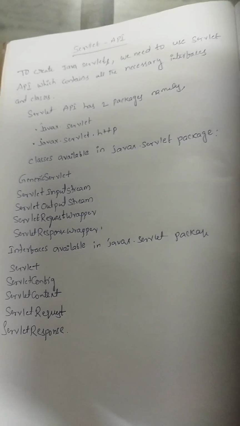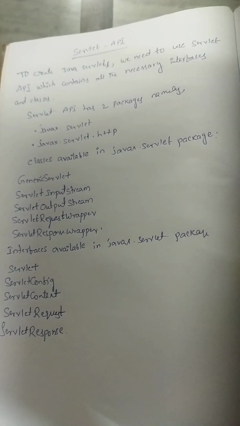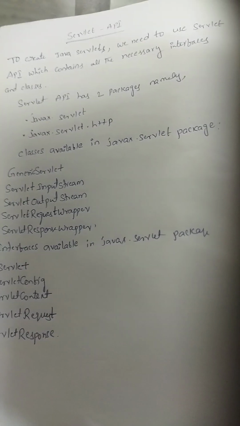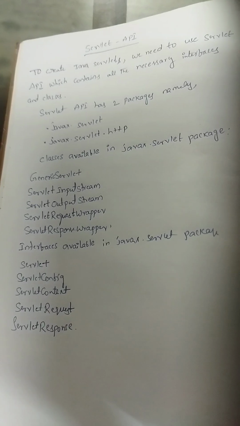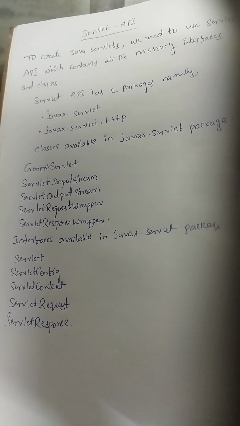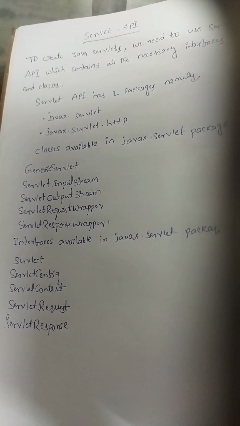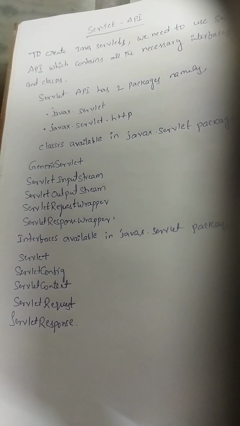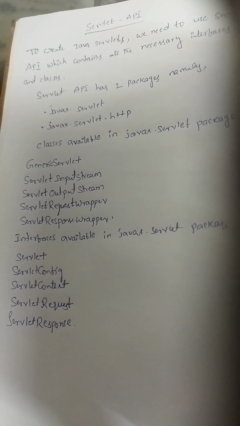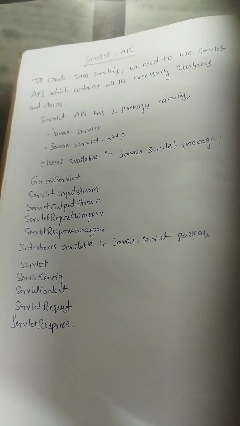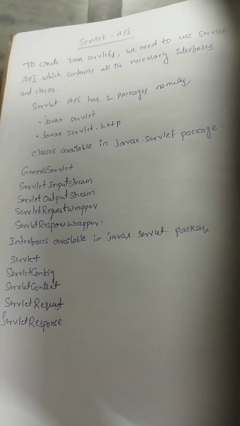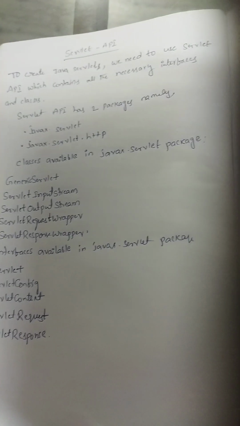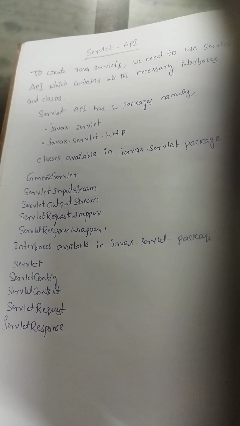Next one is servlet context. It defines the set of methods that a servlet uses to communicate with its servlet container. Next one is servlet request. It defines the object that is created by servlet container to pass client request information to a servlet. Next one is servlet response. It defines an object created by a servlet container to assist a servlet in sending a response to the client.